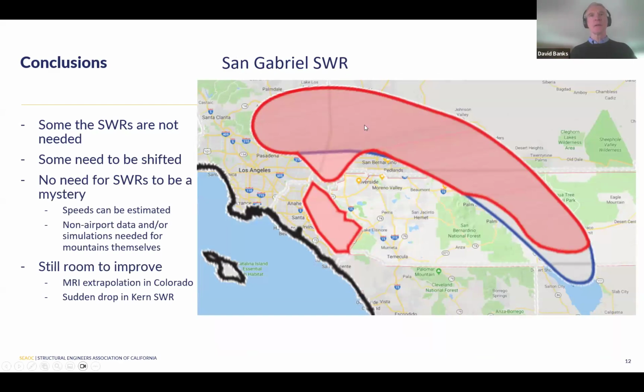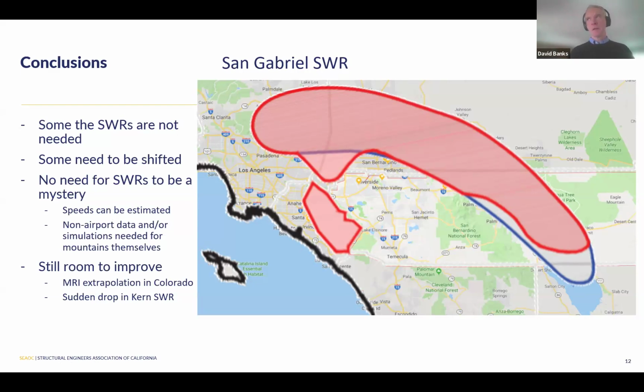We look closely at these ones down here. Gwen's going to talk a bit more about the changes, how these came about. But perhaps the most important message here is, I've gone over the details, the science behind it, but there is no need for these special wind regions to be a mystery. It's just a question of how much work it is to get a good answer, to be able to figure out where the boundaries are and to figure out what the speeds should be.